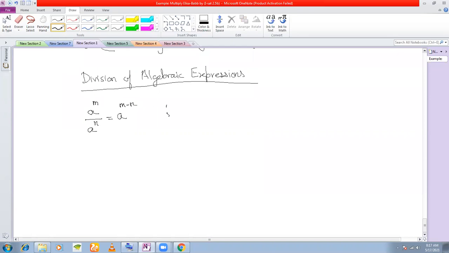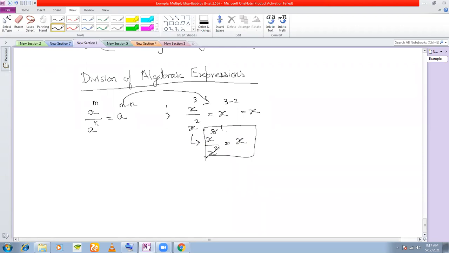So if you have something like this, say you have x cube by x square, then what is this equal to? x to the power of 3 minus 2, which is equal to x. Or you can also think of it in this way. In x cube by x square, you can cancel x square here and you can cancel one power here. So you simply get x. So either you link this with this formula or you can also do it in this manner.